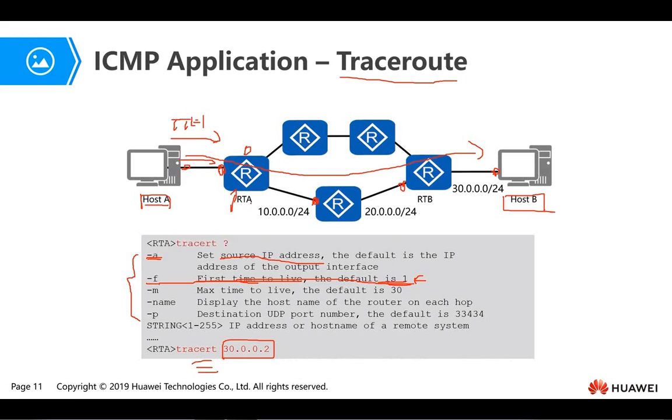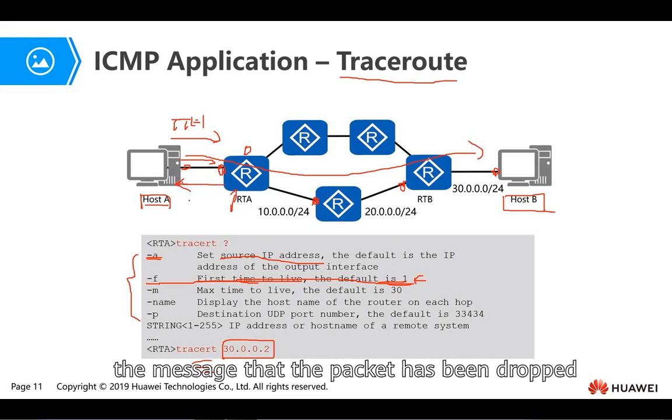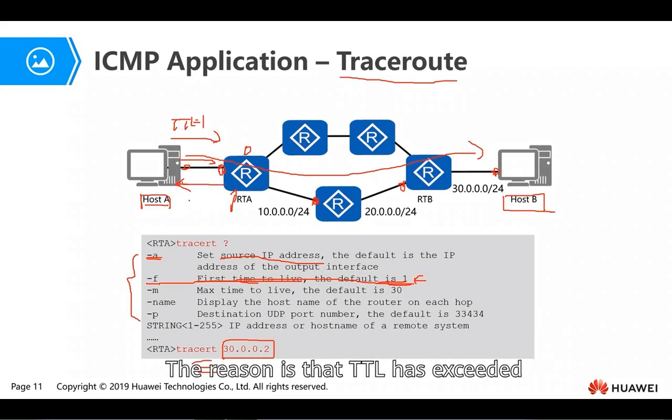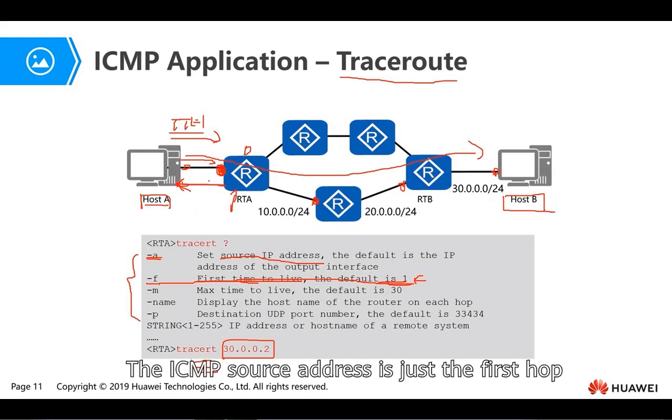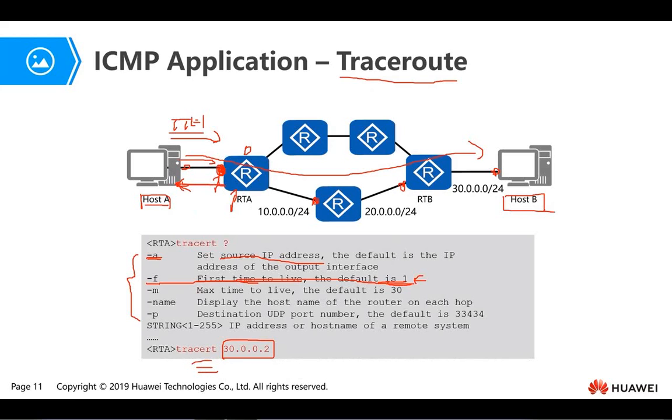Then, after the packet is dropped, router A will send back to the source an ICMP message. What message? The packet is dropped. The reason is what? The TTL exceeded. Okay, so when this packet is sent back, what source address is used? The ICMP source address is just the first hop, okay?